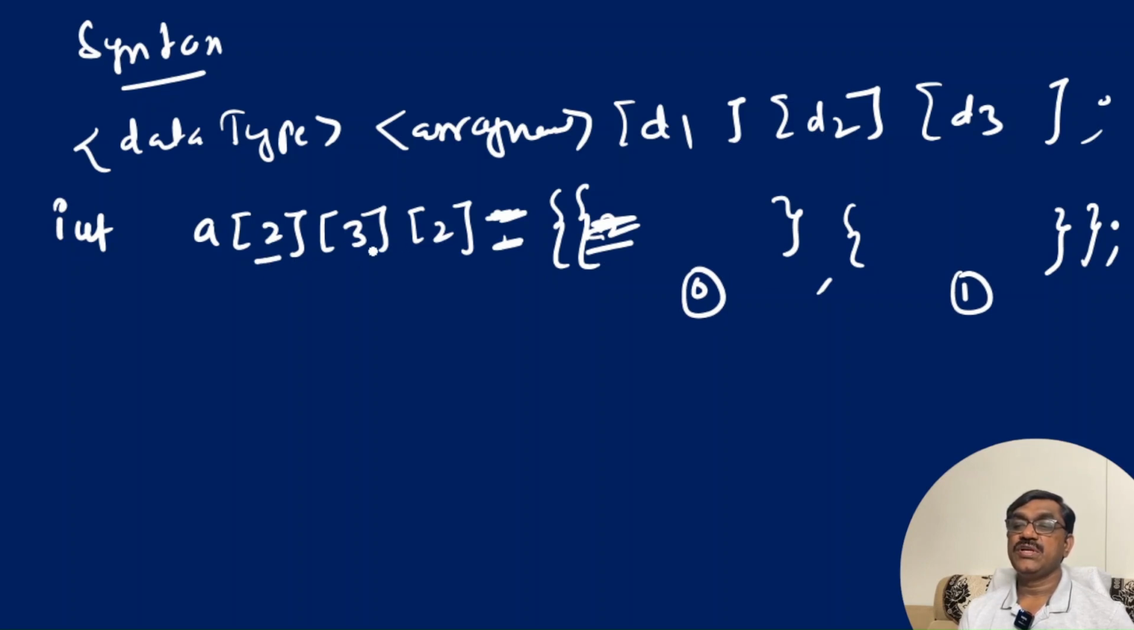So a of 2, 3, 2 is nothing but a collection of two-dimensional arrays. By taking the first dimension, I have divided it into two blocks, the 0th block and the first block. So we have completed the first dimension. Now take the second dimension, 3. That means each sub-block is going to contain three parts. Here I am writing the first part, this is the second part, and this is the third part.